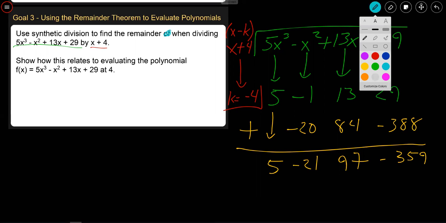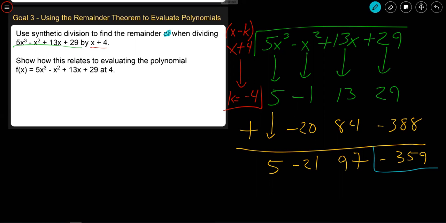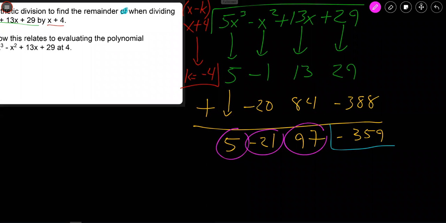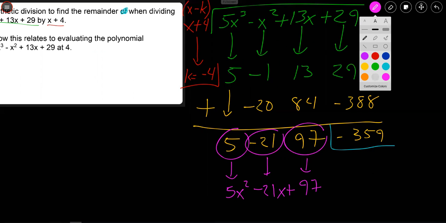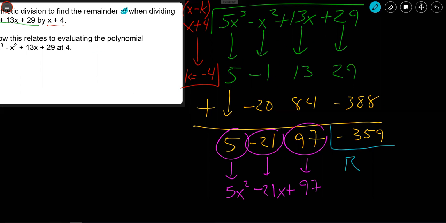And as always, you can use a calculator for this stuff. I'm doing it in my head because I don't have my calculator with me, but you can use a calculator for these. I'm not going to force you to do these calculations in your head. So my quotient would be 5x squared minus 21x plus 97, and my remainder would equal -359.